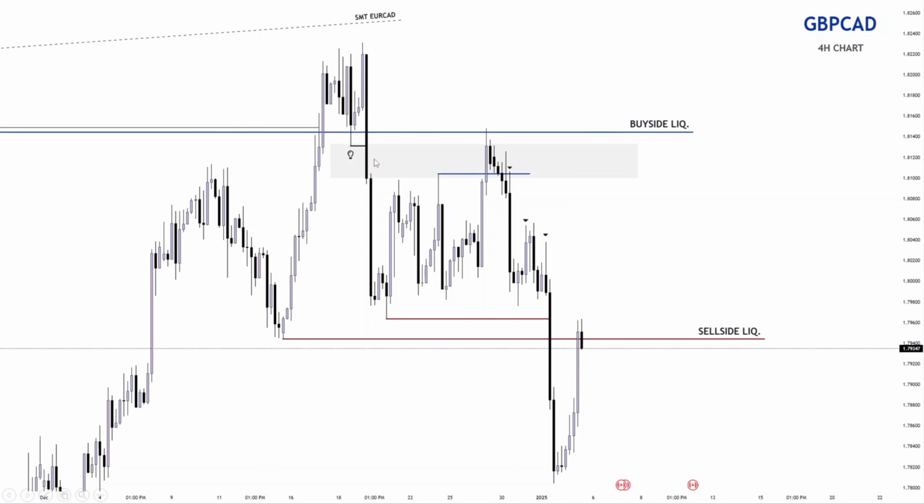You can see we did the market structure shift. That's our very first confirmation. And there we have SMT as well. That's enough confirmation that price is definitely going to give us a nice opportunity to ride this move.